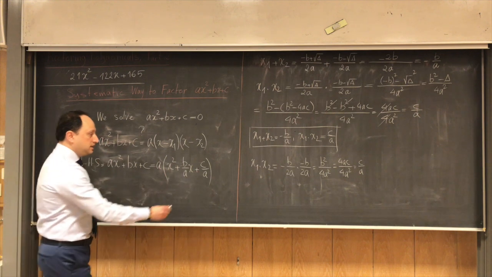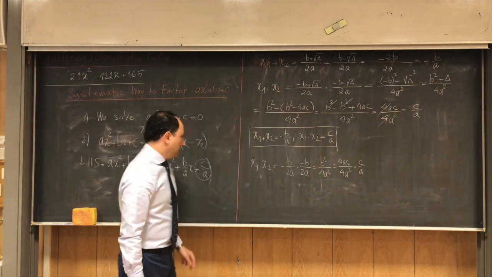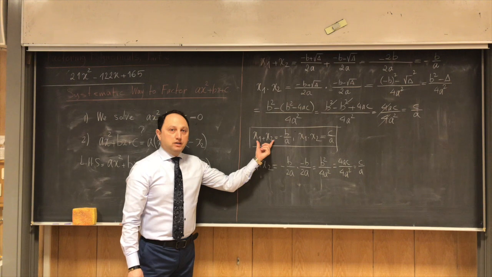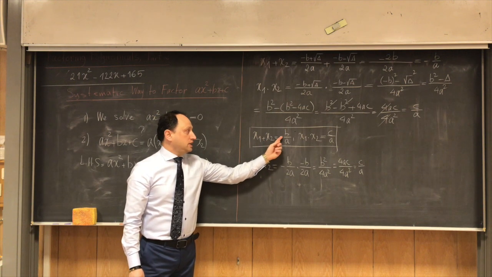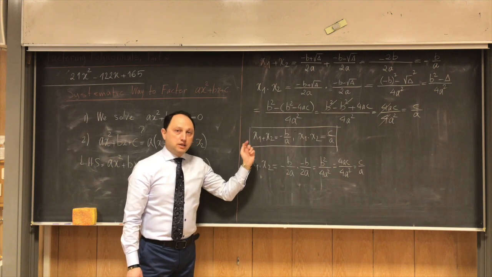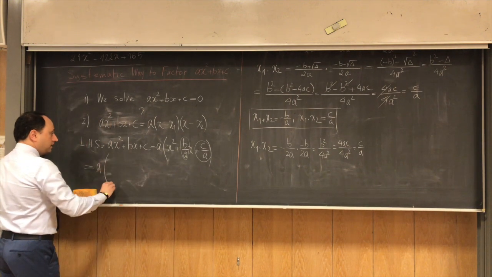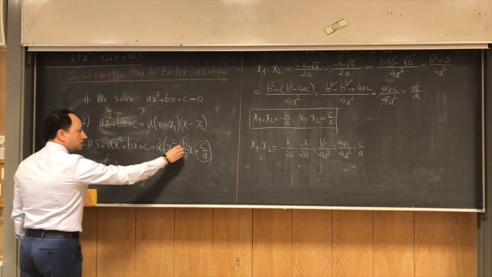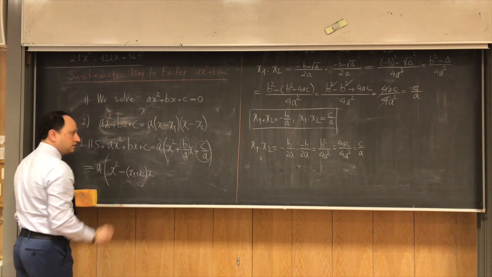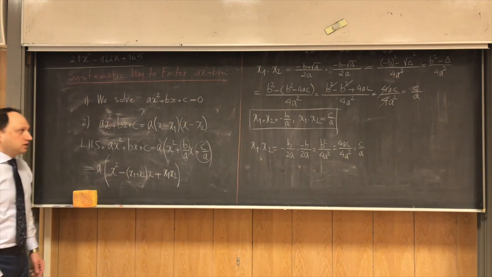But look, c over a is x1 times x2, and b over a is the negative of x1 plus x2, because x1 plus x2 is negative b over a, so b over a itself is minus x1 plus x2. So what happens here? This becomes equal to a, and then I put x squared. Instead of b over a, I put minus x1 plus x2 times x, and then I will have x1 x2 instead of c over a.